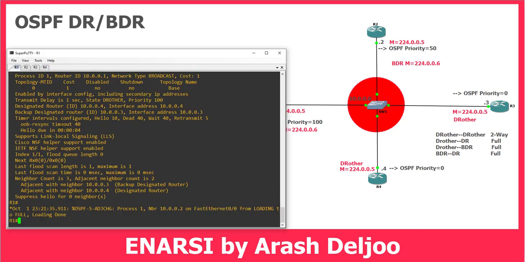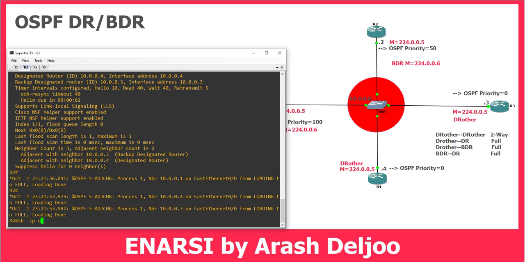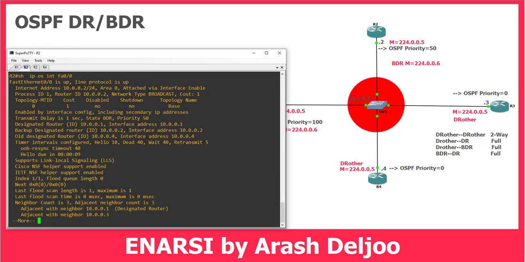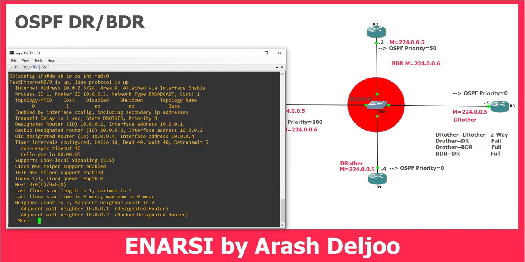Starting from router 1, show IP OSPF interface FastEthernet 0/0 shows us that the interface of router 1 now is DR and the priority of this interface is 100. In router 2, show IP OSPF interface FastEthernet 0/0 shows us that the state of router 2's interface is BDR and the priority is 50. It's okay. In router 3, show IP OSPF interface FastEthernet 0/0 shows us that the state of this interface is DRother and the priority is 0.